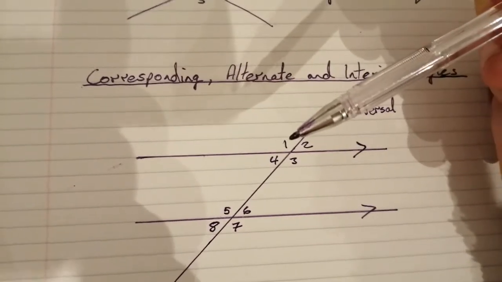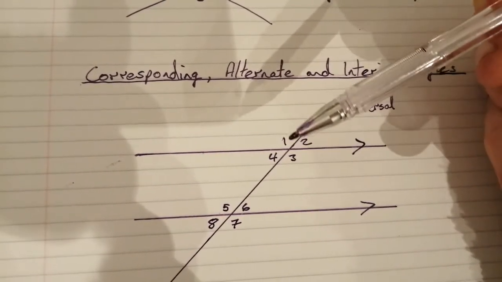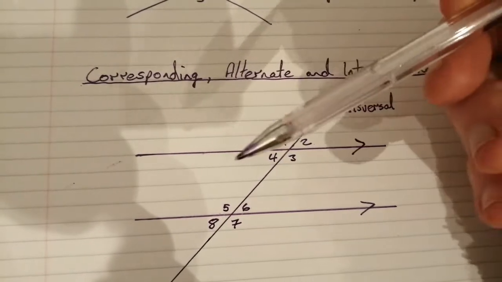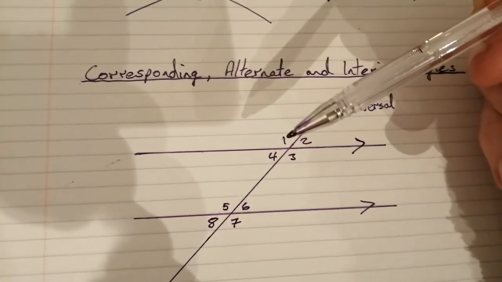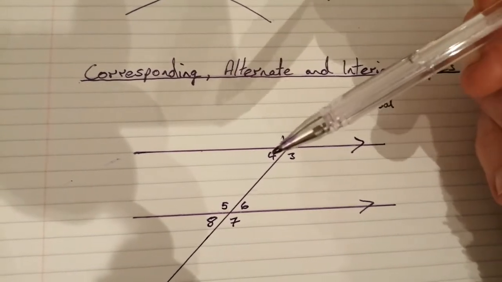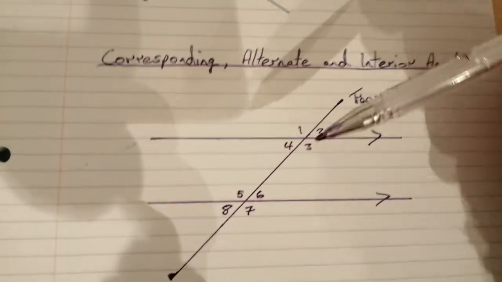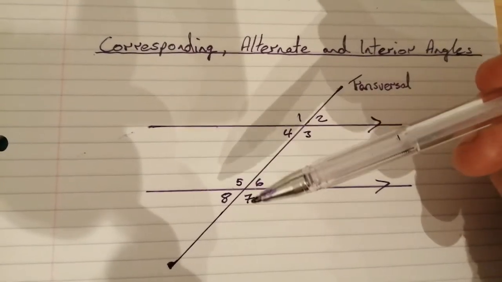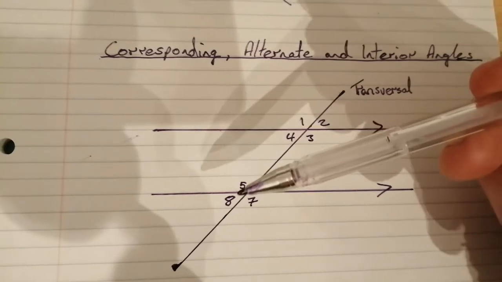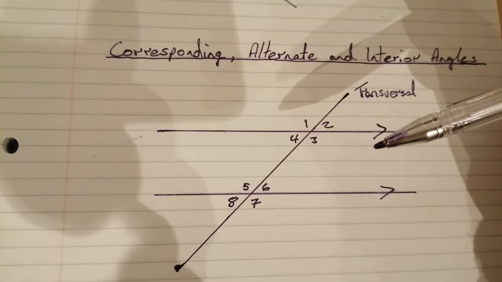Okay, so some of those angles you may recognize from above. So for instance, 1 and 3 are vertically opposite each other. Two lines that cross over create vertically opposite angles. 1 and 3 are vertically opposite. 4 and 2 are vertically opposite. Down below here, 5 and 7 are vertically opposite. 6 and 8 are vertically opposite.